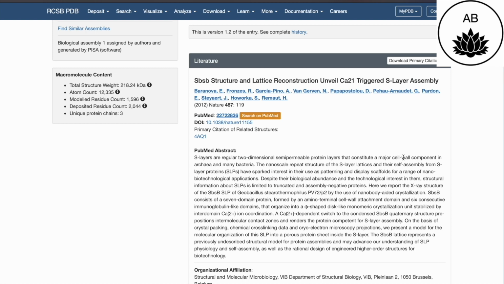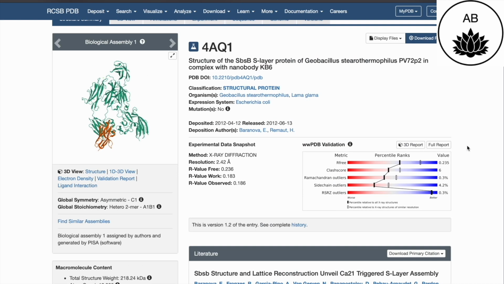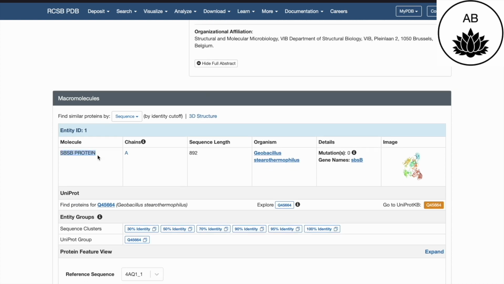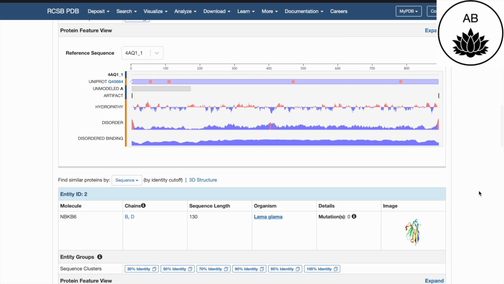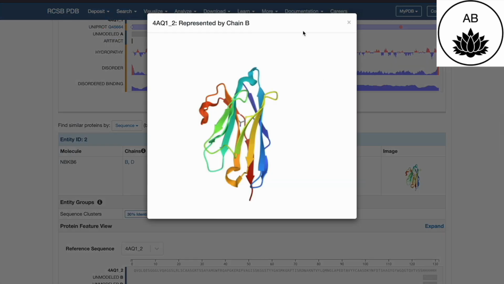And if you see the description here, you will see that SbsB from the pathogen consists of a 7-domain protein formed by an amino terminal cell wall attachment domain and 6 consecutive immunoglobulin-like domains. So that's the reason why the antigen in green looks like an antibody, because of the immunoglobulin-like domains. And if you see further below, the SbsB protein has this image, which is almost like an antibody, whereas the nanobody NbKB6 is quite smaller in comparison.